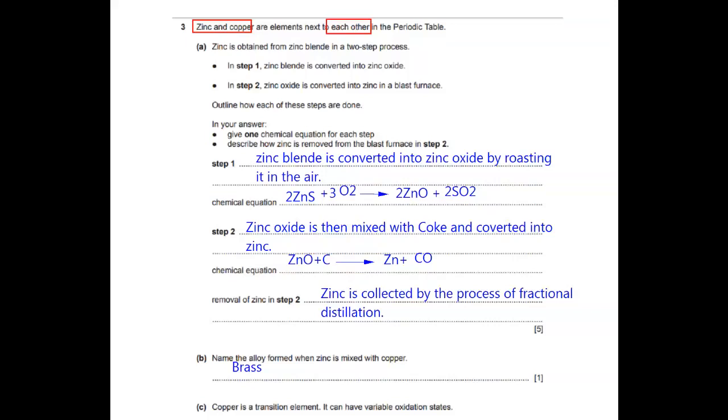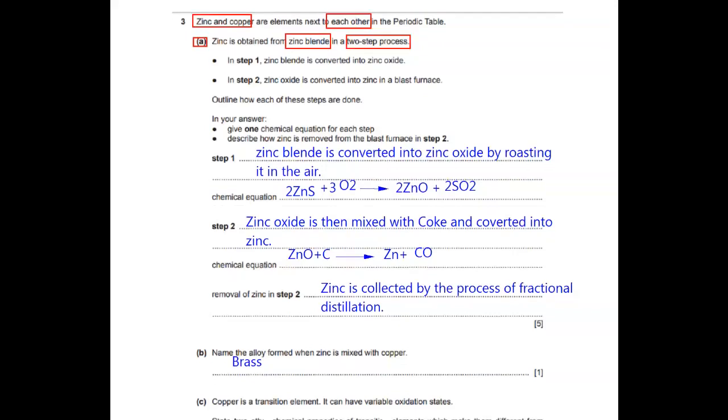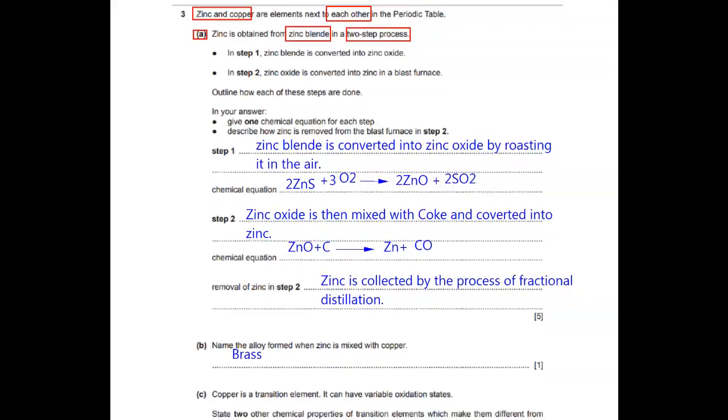The A part suggests that zinc is obtained from zinc blend in a two-step process. When you read the first line, you become familiar with what they're asking you about: the extraction of zinc from zinc blend. Then they give you an overview in the question itself. They say in step one, zinc blend is converted into zinc oxide.